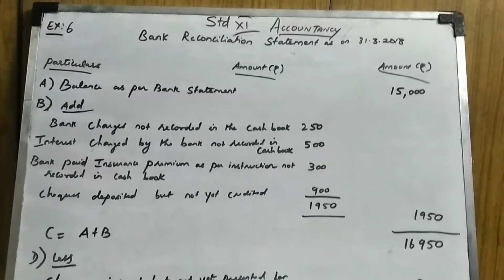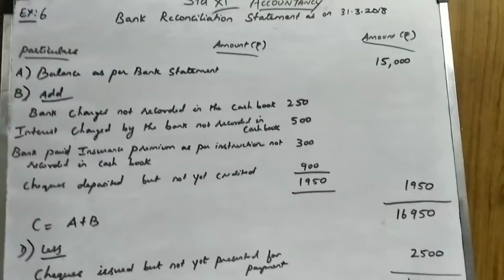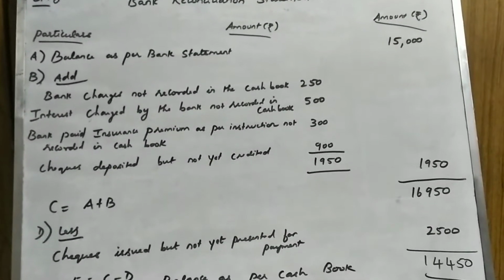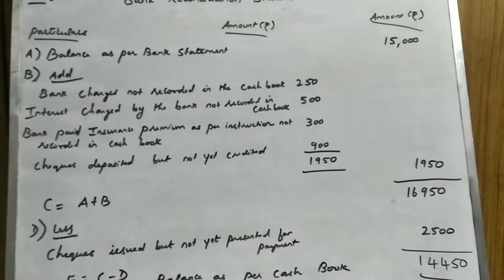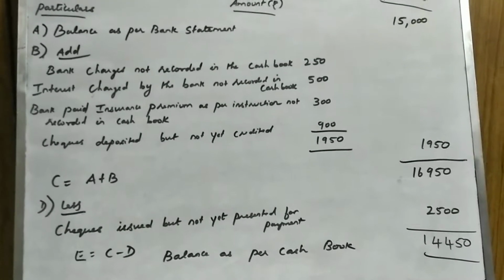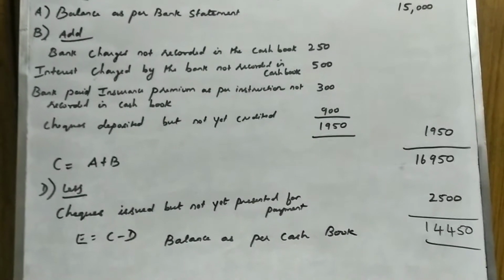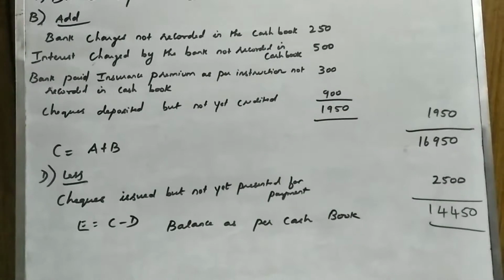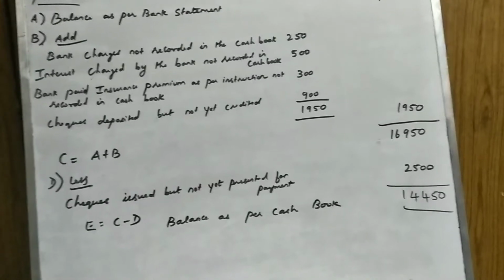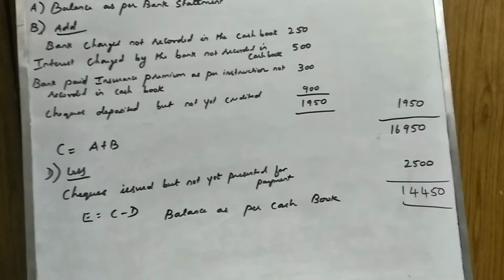So we will start with the title, Bank Reconciliation Statement as on 31st of March 2018. You have particulars column, amount and amount. So we are starting with balance as per bank statement. So put that amount A, balance as per bank statement, put it in the outer column 15,000. B, all those items which need to be added comes under B. First one, bank charges not recorded in the cash book. So as I told you, bank charges will be automatically deducted from our account. So bank balance is less, but cash balance is more. So any adjustment to be made has to be done only on the bank side. So we need to add it.